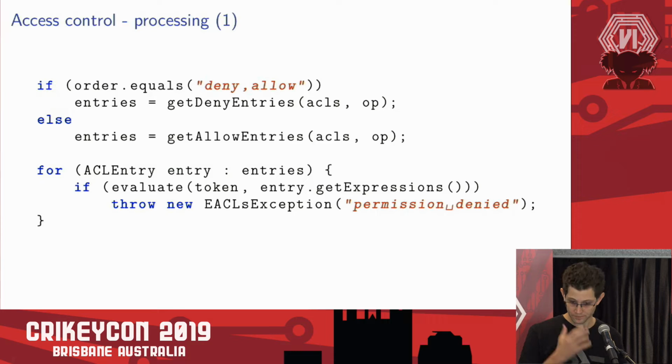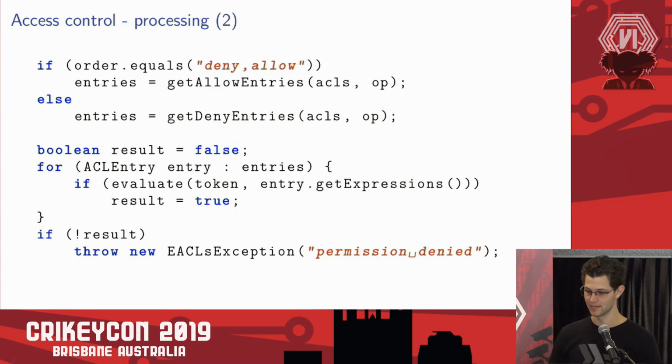Here's some code for processing the access control lists. It's simplified, but this is the basic idea. If the order is deny allow, we're going to grab the deny entries, we're going to run over those entries, and if any of those entries match the user's authentication token, we're going to throw an exception saying permission denied. If the order was not deny allow, so if it's allow deny, then we do that for the allow entries. And by now, some of you have probably seen the bug already.